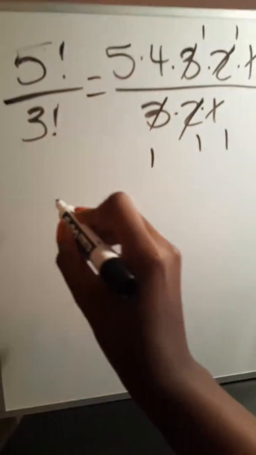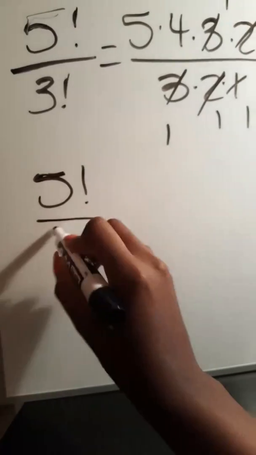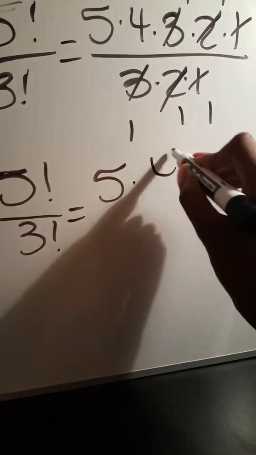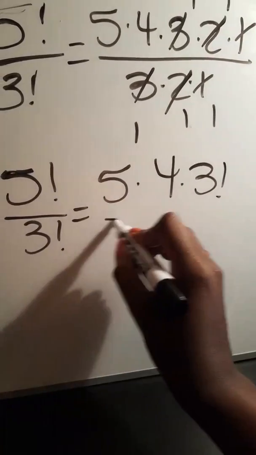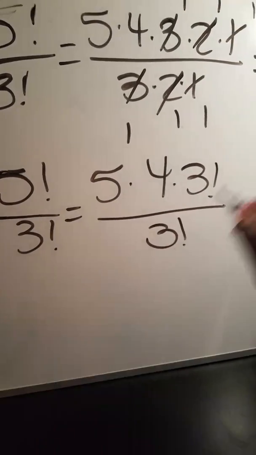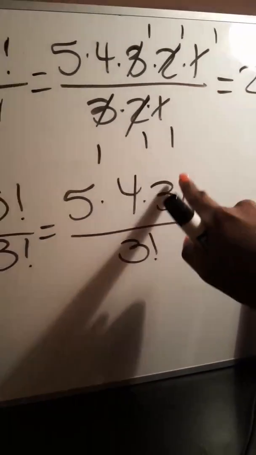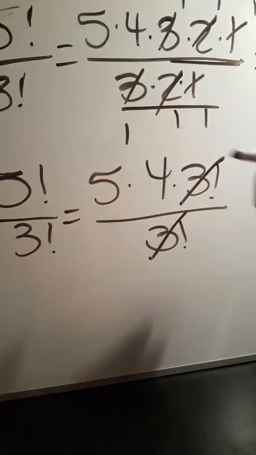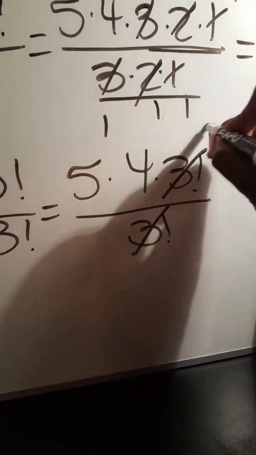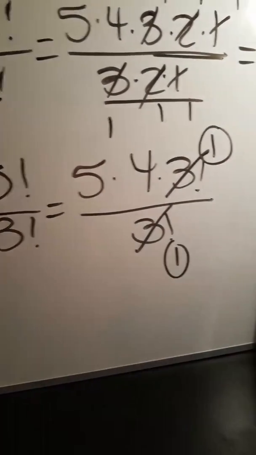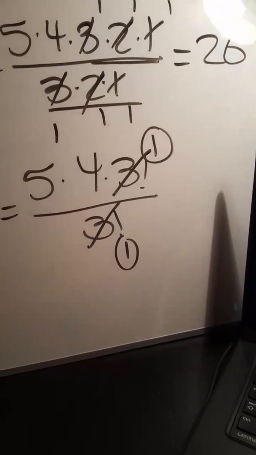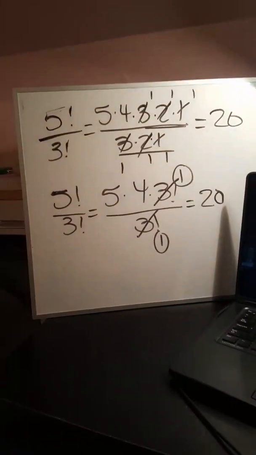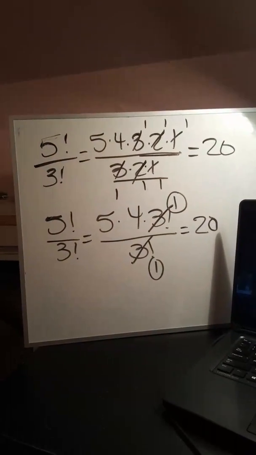But now you can also go 5 factorial over 3 factorial, and go 5 times 4 times 3 factorial, and we're going to stop at 3 because, like I said, the bottom's largest number is 3 factorial. We know that both of those contain the same numbers. So we omit them and have 1 and 1, and our answer is still 20. So the answer does not change. Actually writing it like that is just a shorter or simpler method.